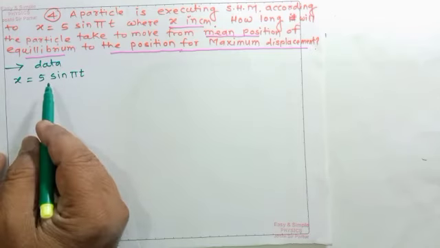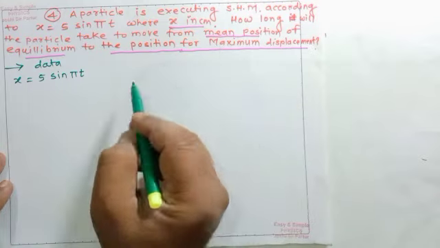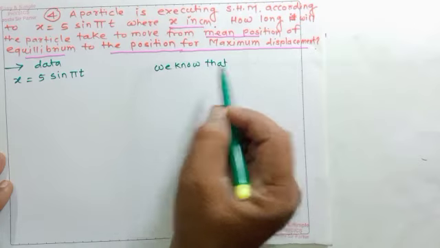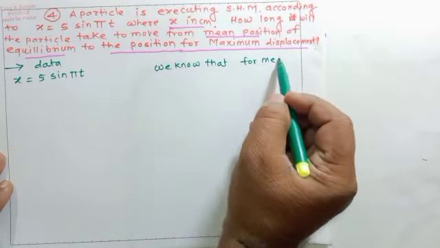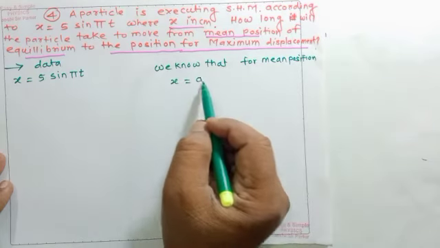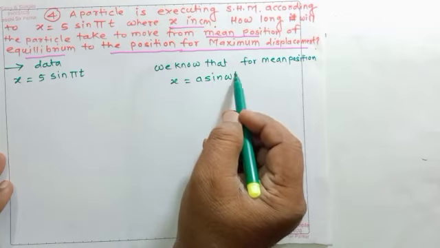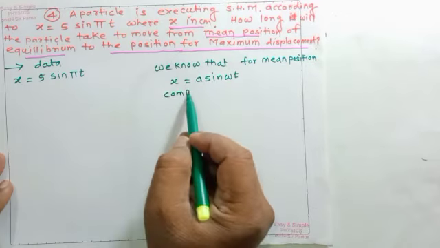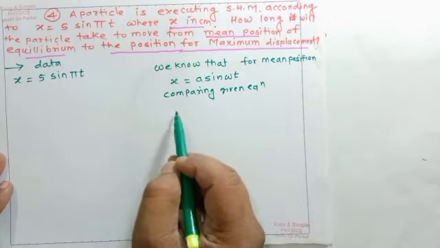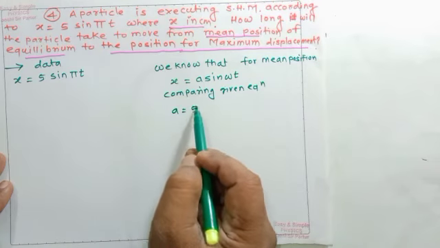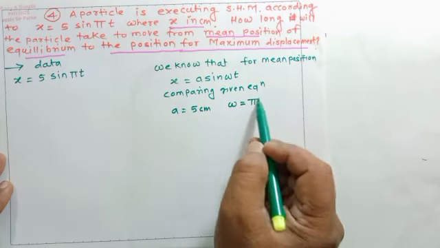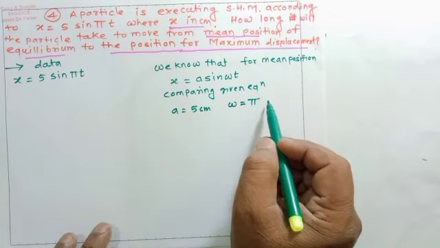By comparing the equation for mean position, we know that x is equal to a sin omega t. Comparing with the given equation, here a is equal to 5 centimeter and omega is equal to pi per second.